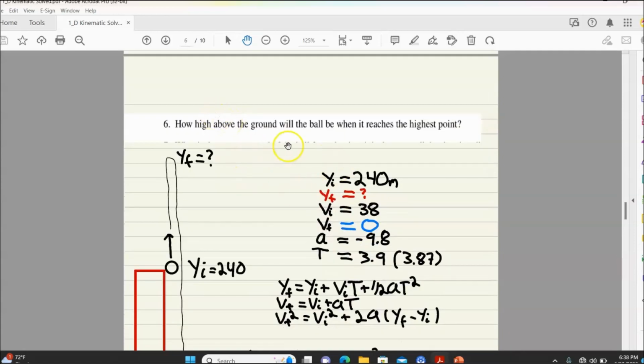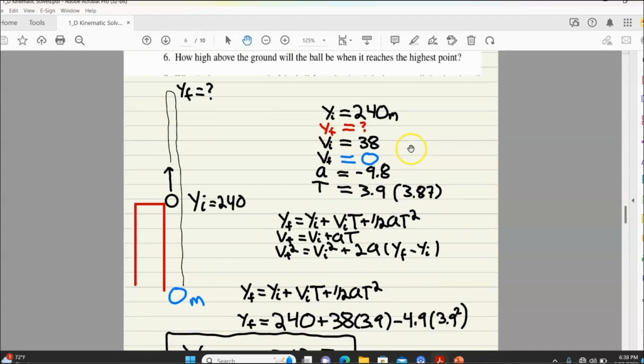How high above the ground will the ball be when it's reached its highest point? So now it's asking for what is this height when the ball reaches the highest point. Again, you draw the picture. Y initial is 240 meters. Y final is unknown, but that's what we're looking for.